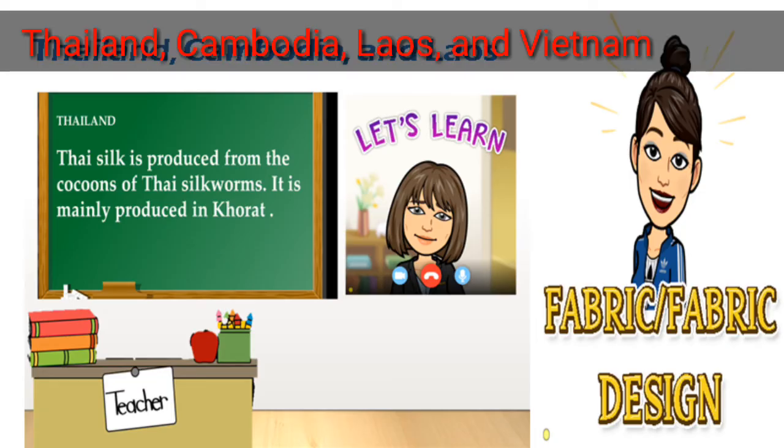So, Thai silk is produced from the cocoon of Thai silkworms. It is mainly produced in Korat, which is the center of the silk industry in Thailand. So, yan ang example ng ating worms. May link tayo dyan sa baba kung saan mapapanood nyo or pwede nyo makita kung paano ginagawa ang silk sa Thailand.